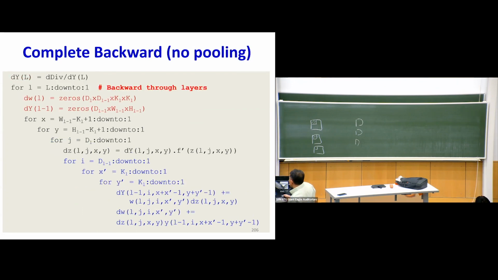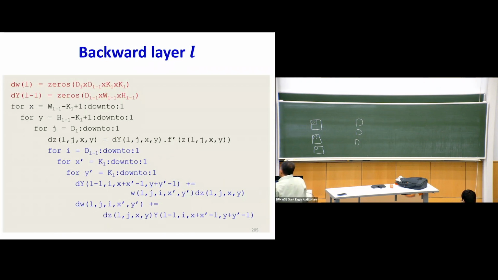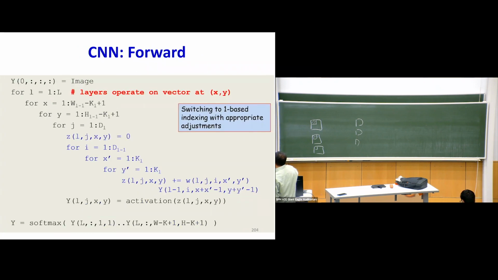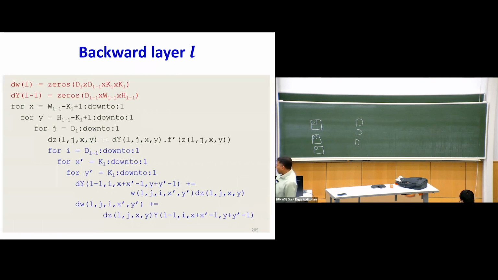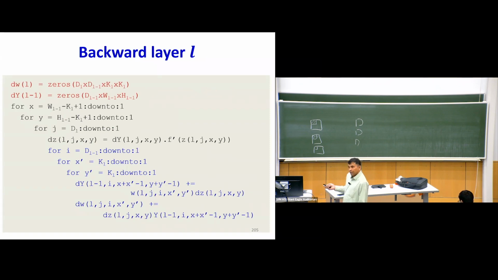And then we are down to the innermost loop, right? Which is Z plus equals W times Y. So all I have to do over here, within the innermost loop, is say dY plus equals dZ times W, dW plus equals dZ times Y. Right? I literally just took the code and flipped the order of operations. And I used the simplest of rules, this rule, to break things down. Right? And this will give me the correct answer.